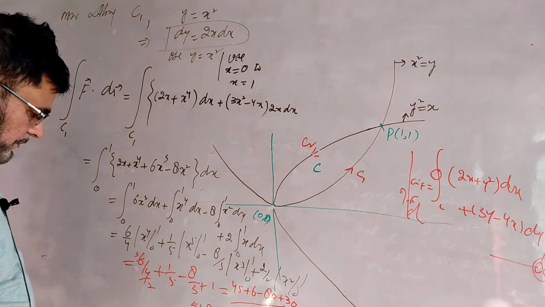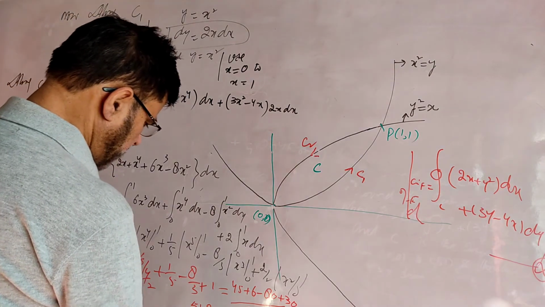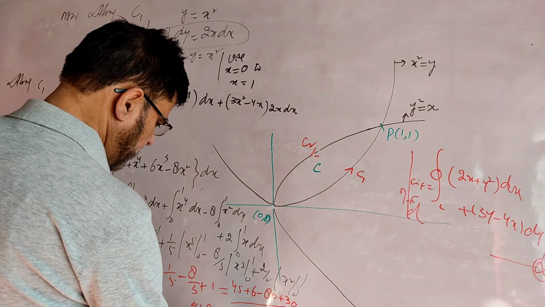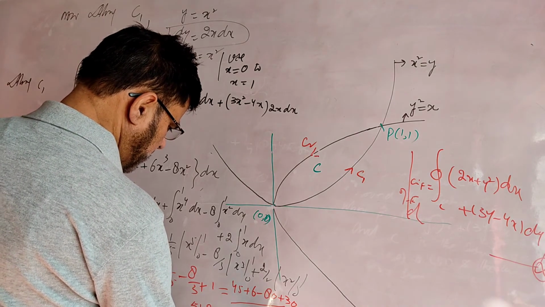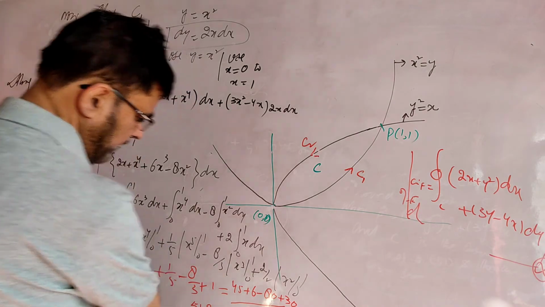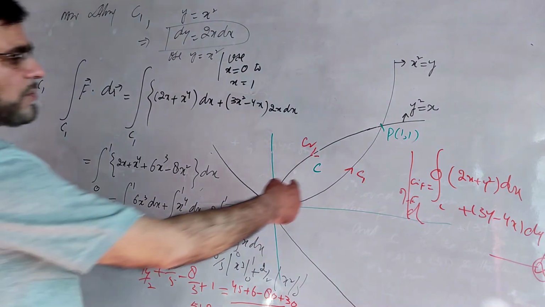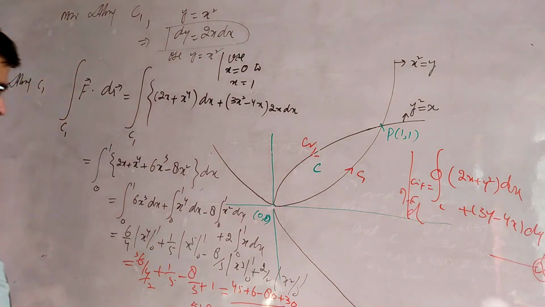Plus 30. This is 81 minus 80. It is 1 by 30. This comes out to be 1 by 30. This is your 1 by 30. Well, along C1 you have got the line integral 1 by 30.